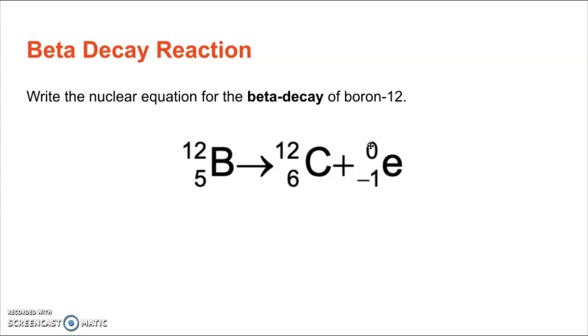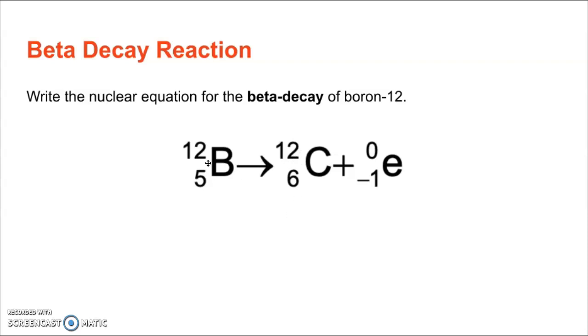I now have to keep in mind my law of conservation of mass to solve for what this would be, right? I know that on both sides, my mass numbers need to equal each other. So if I have 12 on this side and 0 on this side, in order to equal each other, my mass number for my unknown would have to be 12.